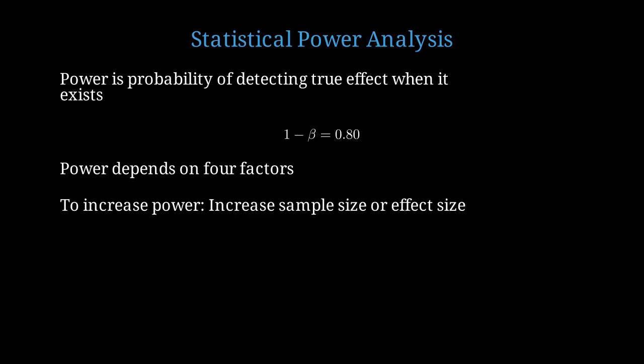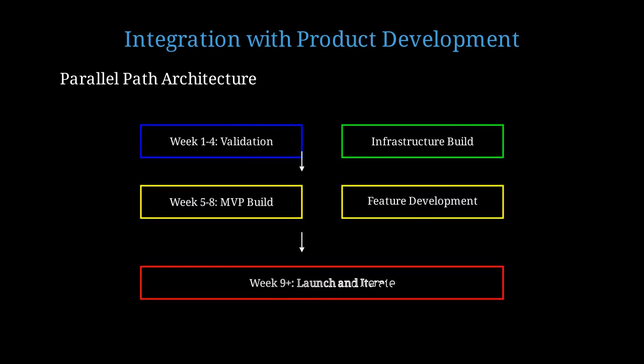How does this validation loop integrate with actual product development? This is a crucial practical question. Use parallel path architecture. While week 1 tests are running, engineering begins building foundational infrastructure that's hypothesis agnostic. Weeks 1 through 4 run validation experiments while infrastructure is built in parallel. Weeks 5 through 8 build MVP based on validated hypothesis. Week 9 onward is launch and continuous iteration.